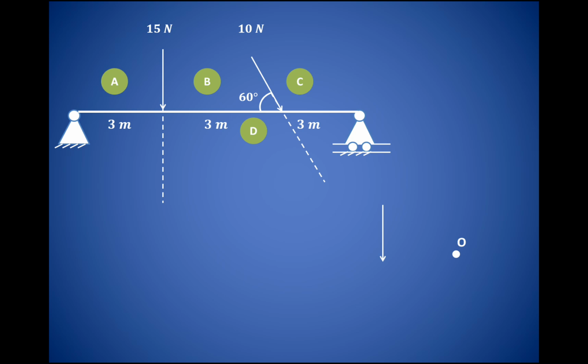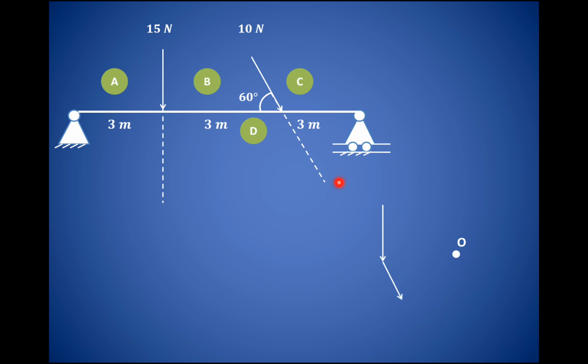Let us take any point O, which is known as the pole, and then start drawing this diagram. We have just seen that AB represents the 15 Newton force. Suppose we take the vector diagram scale as 1 centimeter equal to 5 Newton, then 15 divided by 5 is 3. So this vector, which is parallel to the 15 Newton force, will be of 3 centimeter.